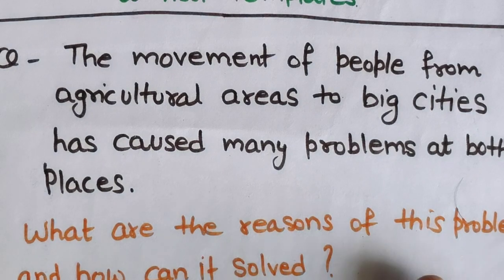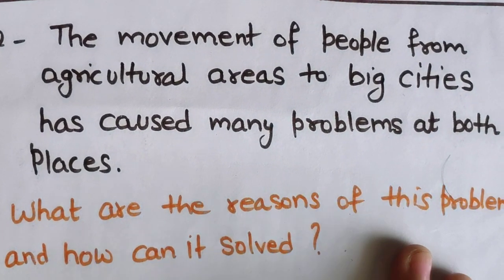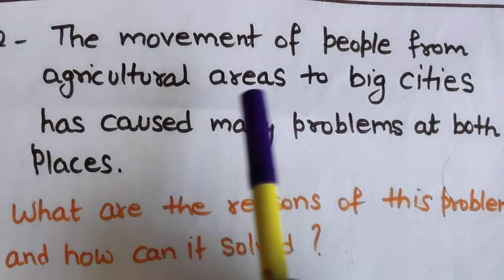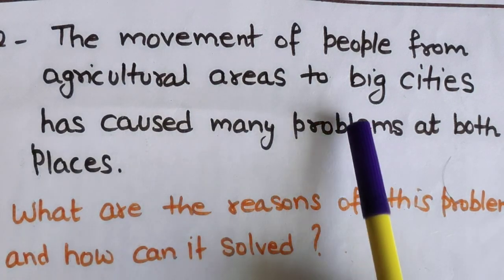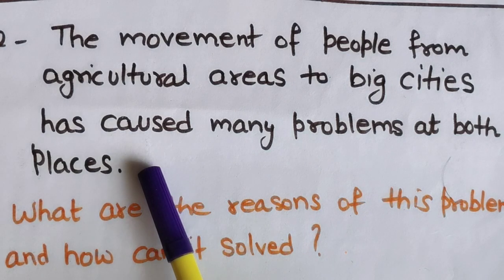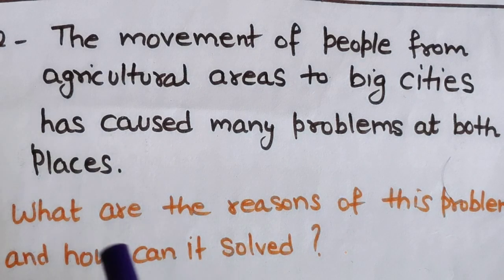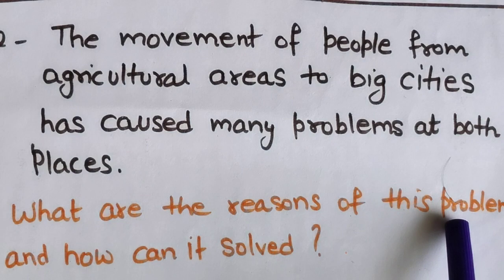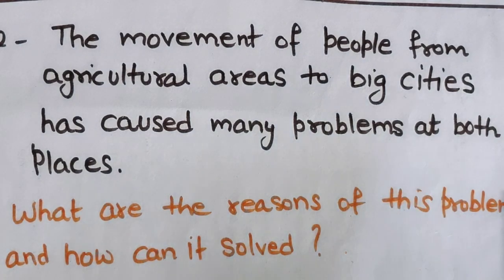Okay, so this is my question statement. You can read it. The movement of people from agricultural areas to big cities has caused many problems at both places. Okay, so what are the reasons for this problem and how can it be solved?